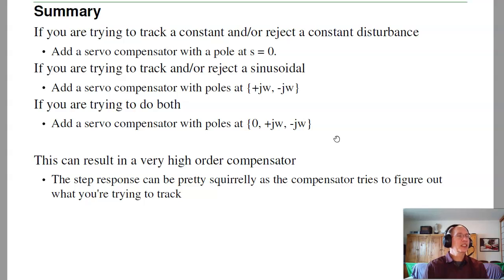So that's lecture number 18 for ECE 463 Modern Control, the Generalized Servo Compensator.